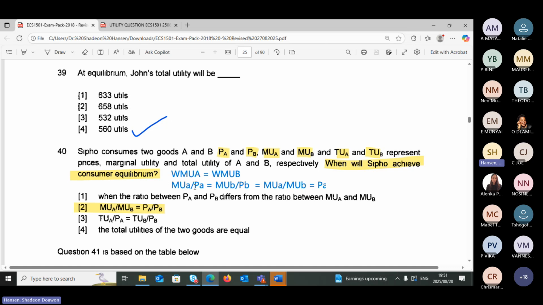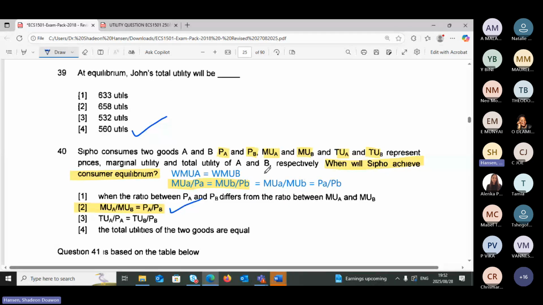That must be equal to the marginal utility of good B divided by the price of B. And this condition over here, students, can be rewritten. If you manipulate this condition, it can also be written in this way: marginal utility of good A divided by marginal utility of good B is equal to the price of good A divided by the price of good B. Hence our answer for consumer equilibrium for question 40 is number 2.